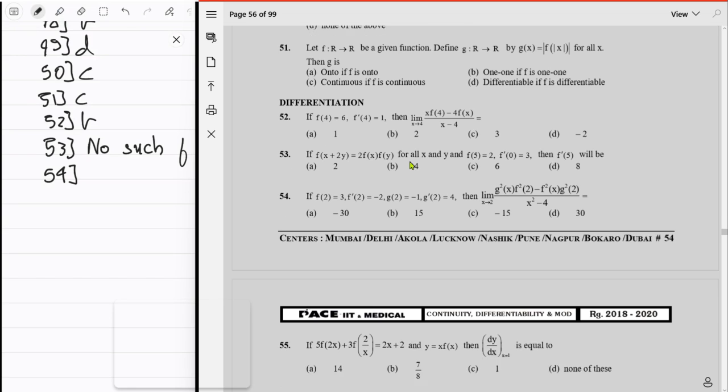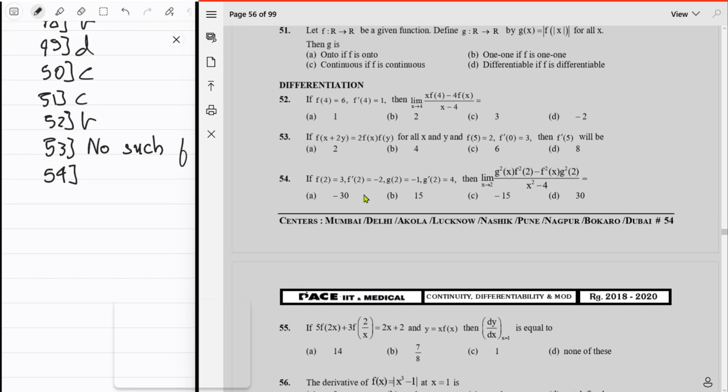Whatever. Next question. If f of 2 is equal to 3, f dash of 2 is equal to negative 2, g of 2 is equal to negative 1, g dash of 2 equal to 4. The limit as x tends to 2 of g squared of x, f squared of 2 minus f squared of x, okay, is equal to.